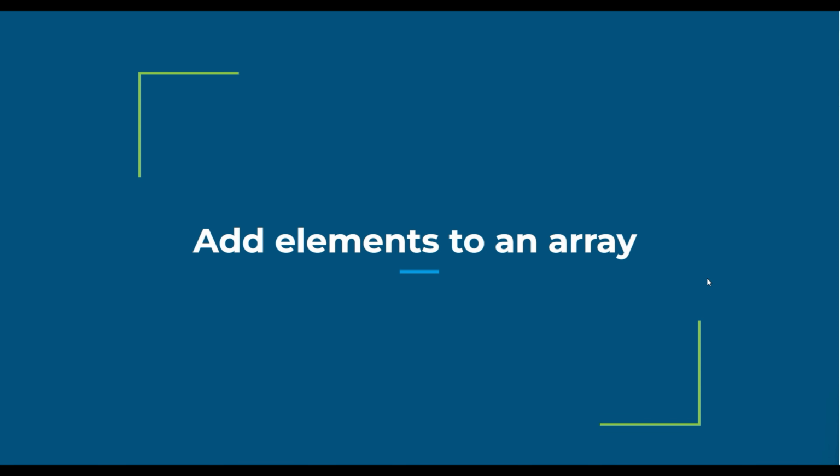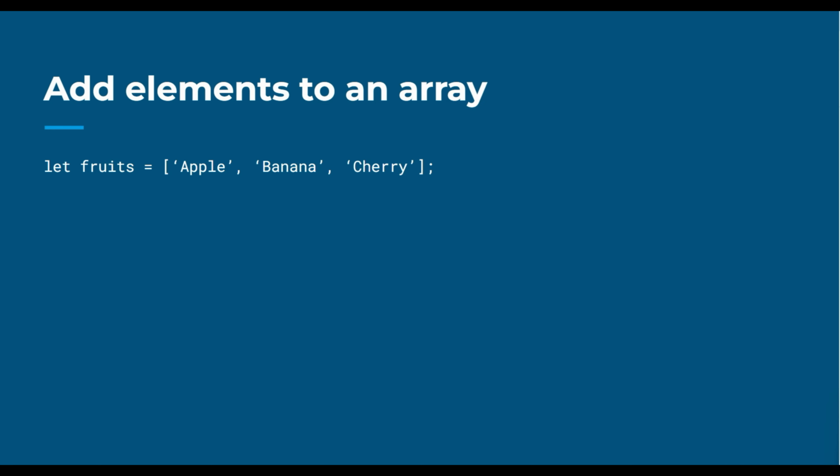Today, we will add elements to an array. In order to add elements to an array, we can use two methods. Push method if we want to add elements to the end of an array. Unshift method if we want to add elements to the start of an array. We can add as many elements as we want in both methods.